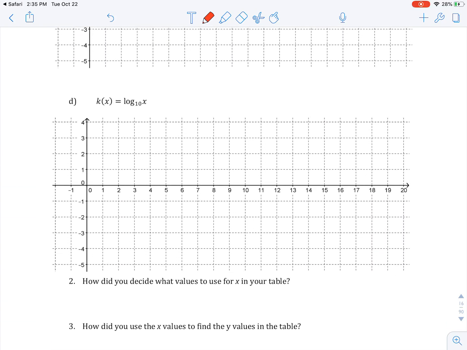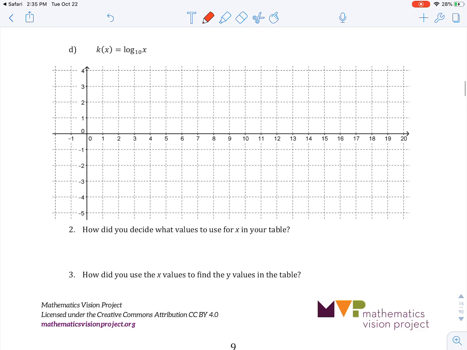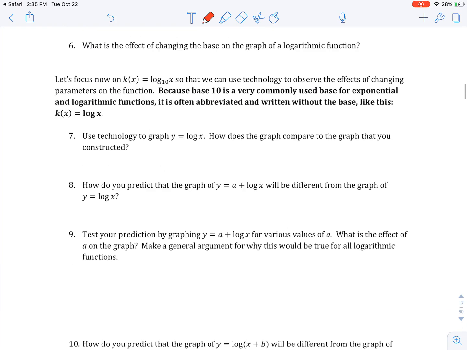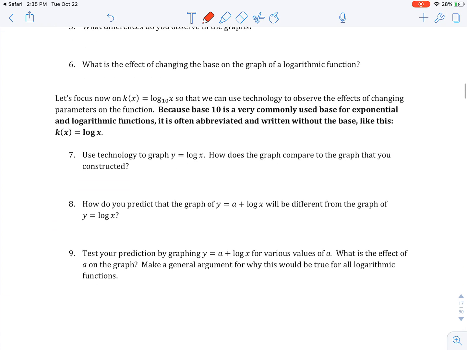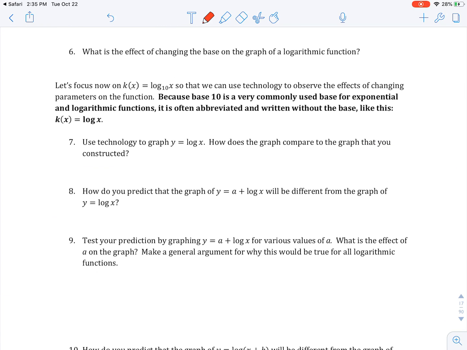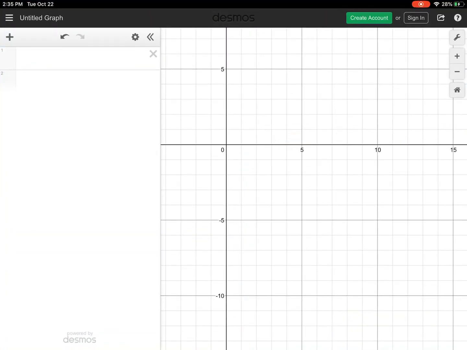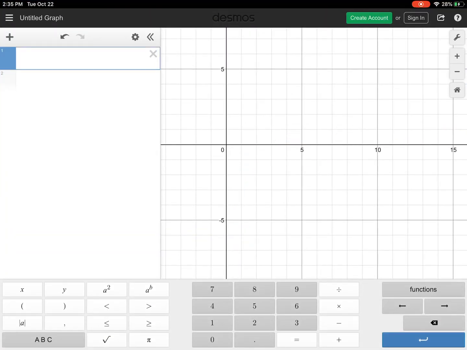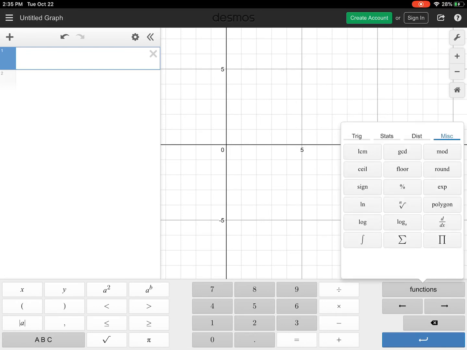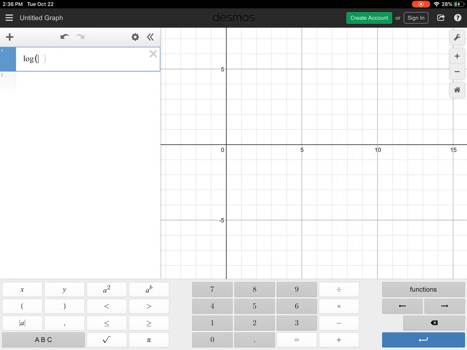So here was your graph, okay? So go to Desmos, and then, well, I'll do it right now for you, but you don't need to go there at the moment. But you're going to compare what I have on there to what you graphed before. So when you're on Desmos, make sure you're on the scientific calculator, and then you're going to go functions and over to miscellaneous, okay?